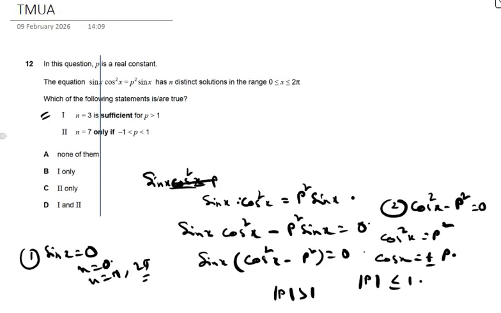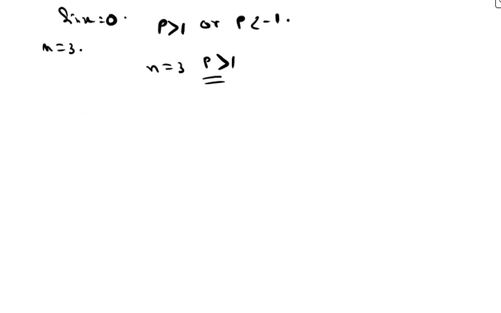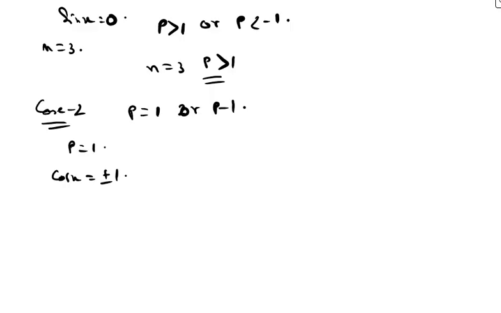Okay, now case 2. If p is equal to 1 or p is equal to minus 1. If p is equal to 1, then cos x is equal to plus minus 1. Now let's solve. Cos x is equal to 1. This happens at x equal to 0 and x equal to 2π, and cos x is equal to minus 1. This happens at x equal to π.